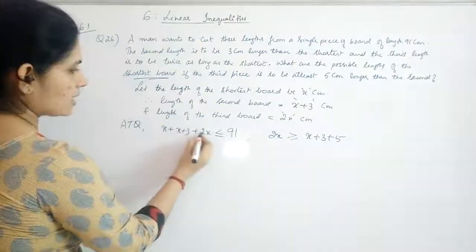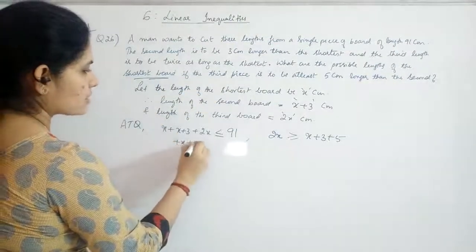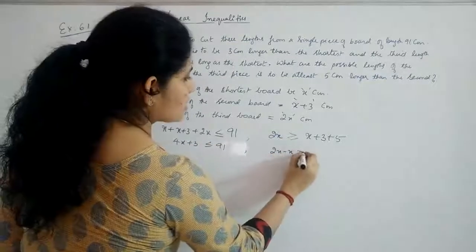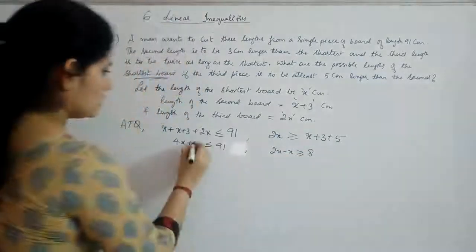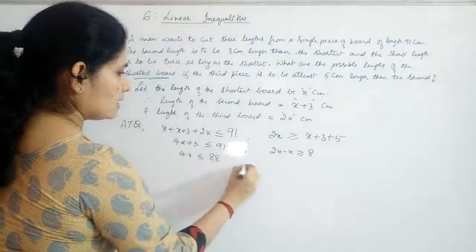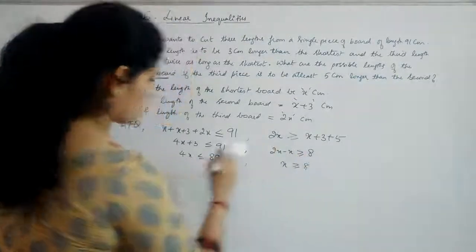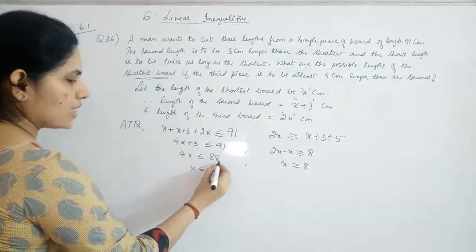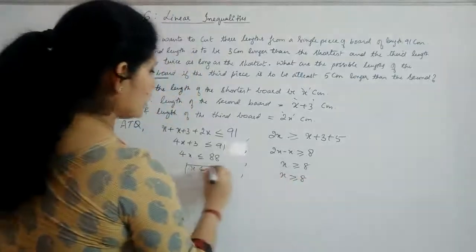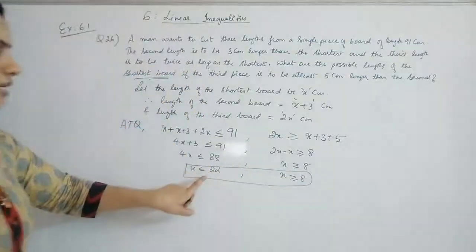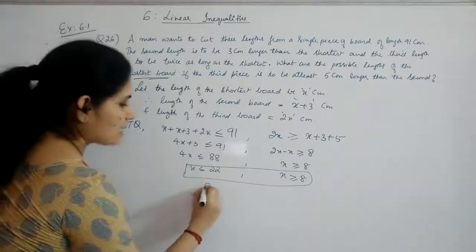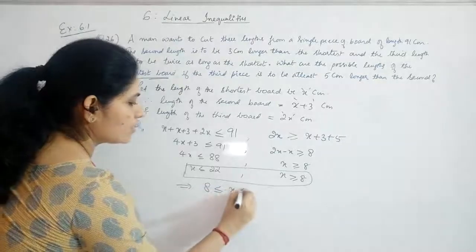Okay, so here you will get 2x plus x plus x, 4x plus 3 is less than or equal to 91, and this will give you 2x minus x is greater than or equal to 8. Here you will get 4x is less than or equal to 91 minus 3, which is 88, and here it is x is greater than or equal to 8. X is less than or equal to 88 by 4, which is 22, and x is greater than or equal to 8. Now we will just combine these two inequalities. X is here less than or equal to 22, and here it is greater than or equal to 8. That means it is lying between 8 and 22.